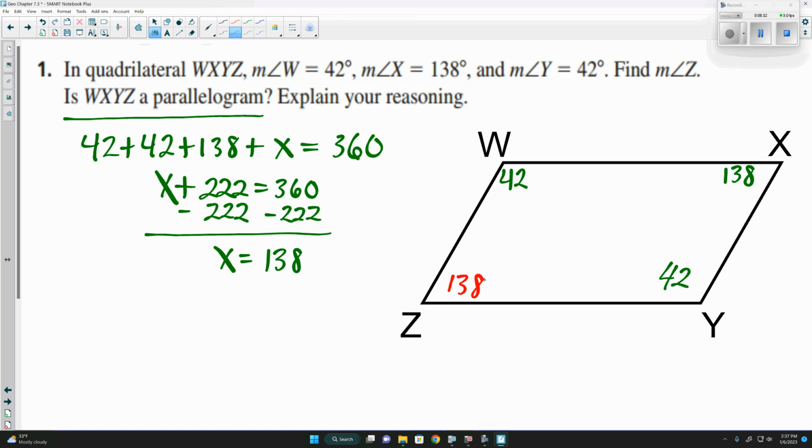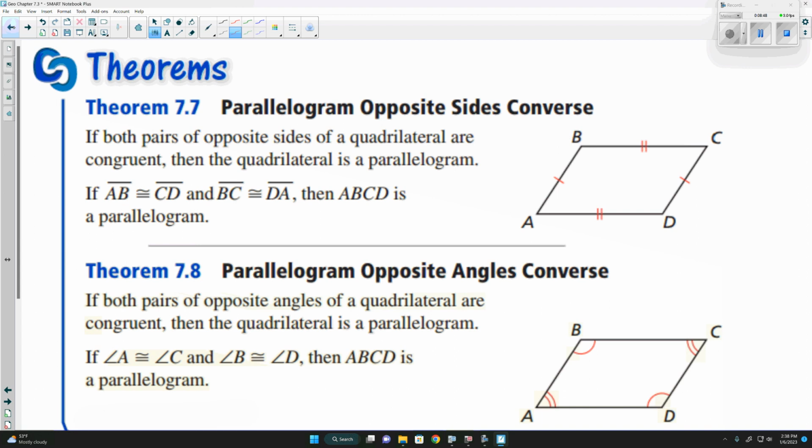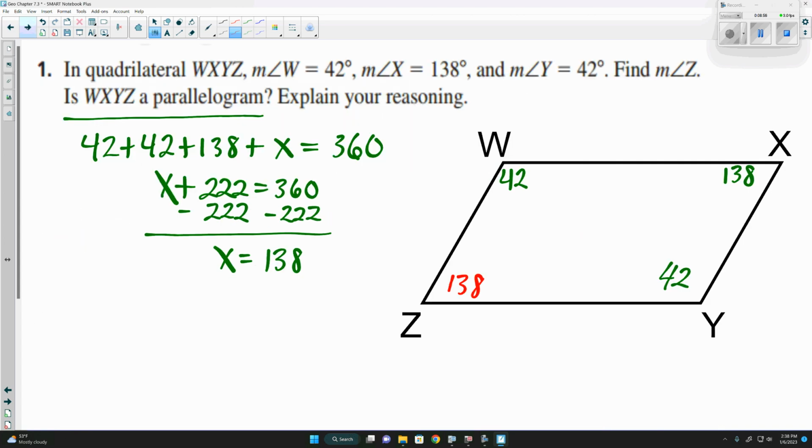So can we say that it is a parallelogram? Yes, because of the parallelogram angle converse: the opposite angles are congruent. Both pairs of opposite angles are congruent. Parallelogram opposite angle converse. And that's it.